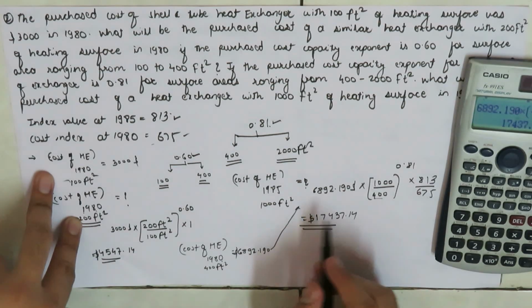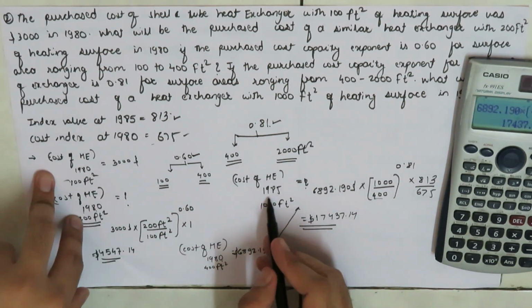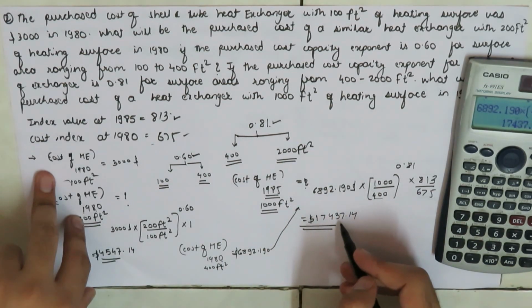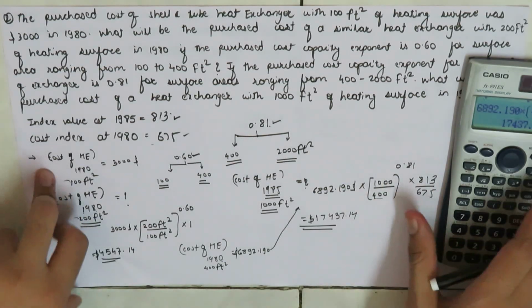So this is going to be equal to $437.14. So the cost of the heat exchanger in the year 1985, whose heating surface area is 1000 feet square, is equal to $17437.14.